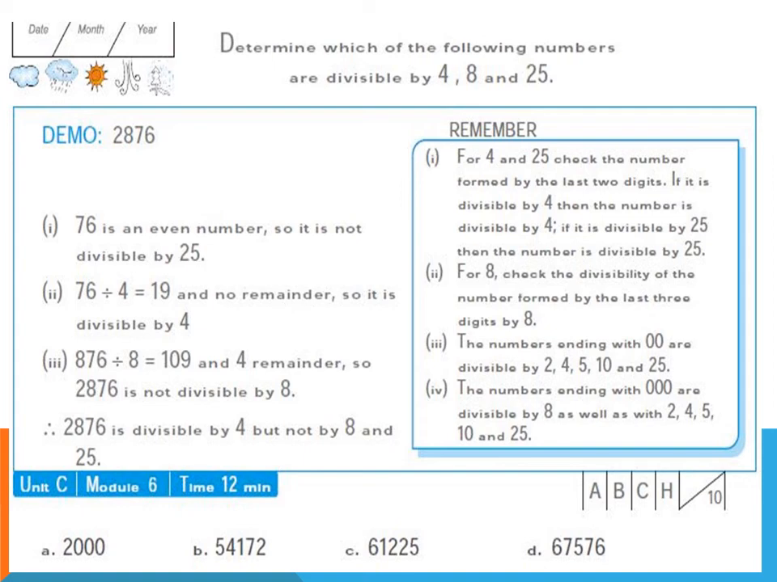Now look at the demo part. Number 1, 76. 76 is an even number, so it is not divisible by 25. 76 divided by 4 gives you 19 and no remainder, so it is divisible by 4.